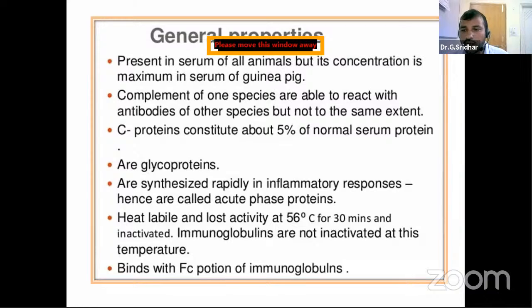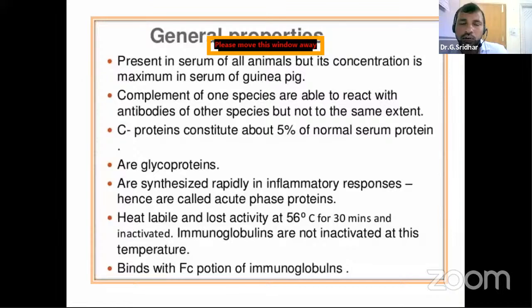They are heat labile and lose activity at 56 degrees centigrade if heated for 30 minutes. Immunoglobulins are not inactivated at this temperature. They then bind to the Fc regions of the immunoglobulins. That means the general properties of these complement proteins are that they go and bind to the antibodies, the Fc receptors.